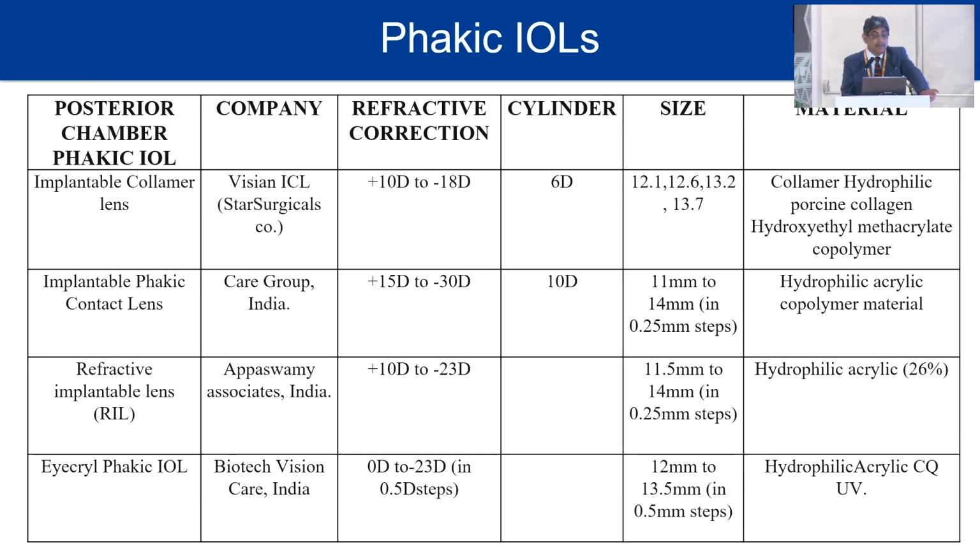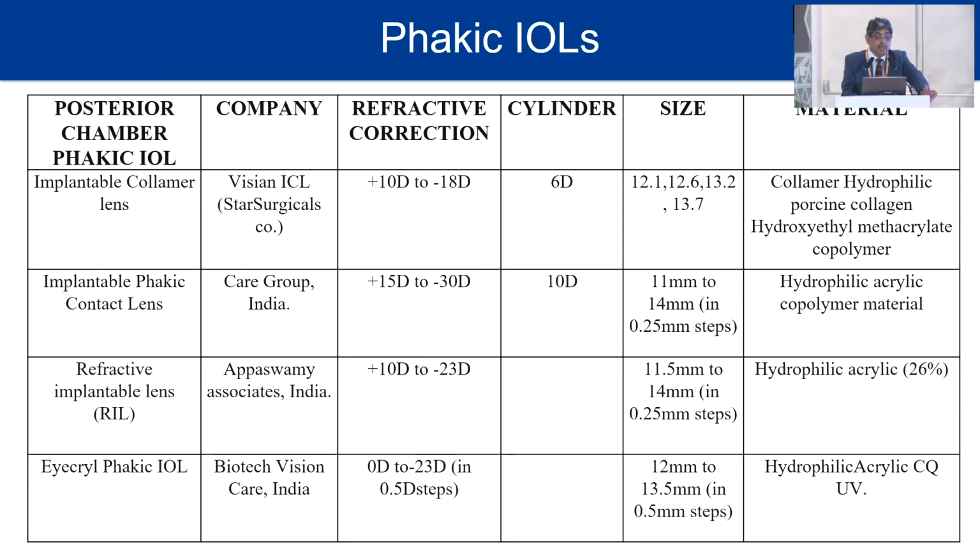The second one is from the Care group, which can correct from plus 15 diopters up to minus 30 diopters. I have used up to minus 26 diopters, with 6 to 7 diopters of correcting cylinder. It comes in 10 diopters correction, and the size can be varied from 11 millimeter to 14 millimeter in 0.25 millimeter steps.